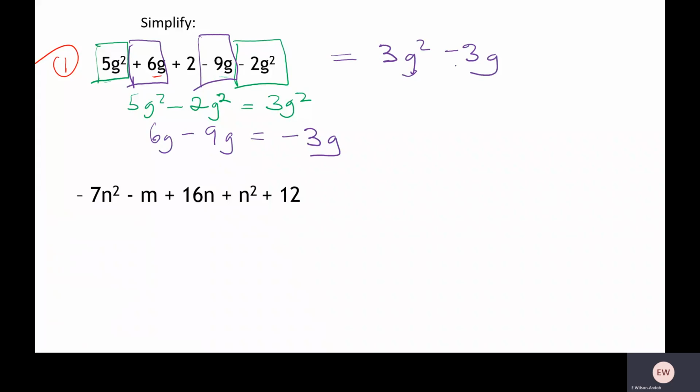minus 3g. Now we'll be left with the 2. So we add the 2 to it, plus 2. So we have simplified this expression by grouping like terms.